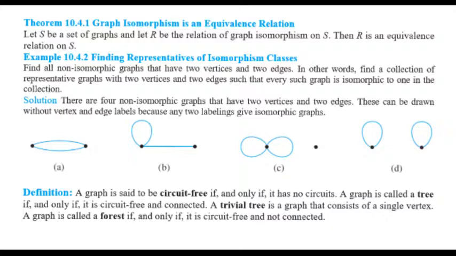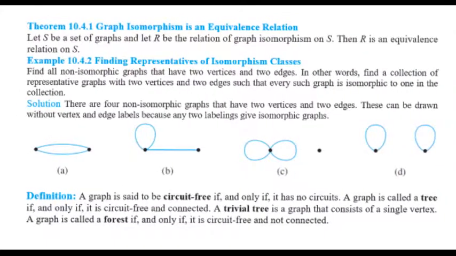So in example 10.4.2, we only focus on graphs that have two vertices and two edges. Okay, we are going to say the isomorphism relation will partition all the graphs with two vertices and two edges into four different partitions. And the question in example 10.4.2 is to find all non-isomorphic graphs that have two vertices and two edges. When you find all non-isomorphic graphs that have two vertices and two edges, you have basically found the representatives of isomorphism classes. I'll explain more later.